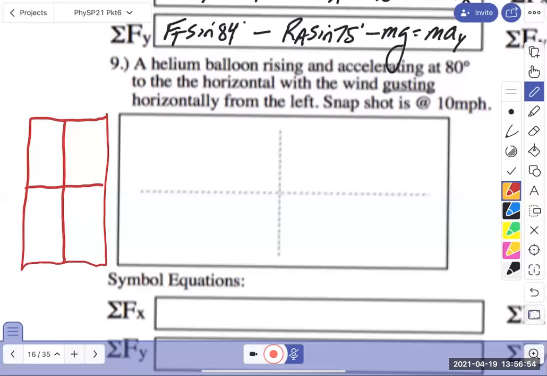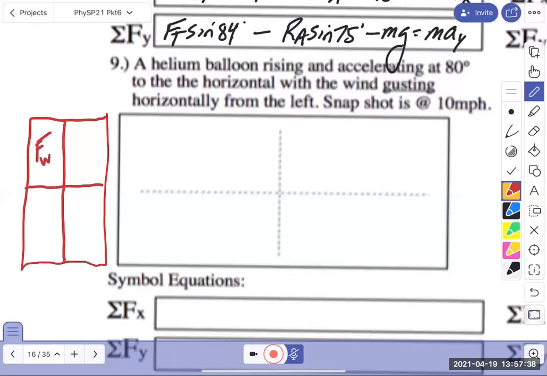A helium balloon is rising and accelerating at 80 degrees to the horizontal with the wind gusting horizontally from the left, at 10 miles per hour. Now let's do the old chat room again, and let's list what you think is a force. We have 2 new forces we haven't dealt with in here. So start running them off. What do you think they are? Force of lift, not in this case because there's no wings. You have to have wings. Balloons don't have wings. There is a force of wind, so I'll put F sub W. That's one of them.